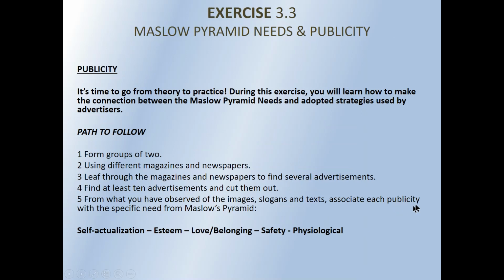Now, from what you have observed on these advertisements, slogans, and text, associate each publicity with a specific need from Maslow's pyramid. Newspapers, ads, all kinds of different types of advertisements you can get, but I really want tangible ones. So I want magazine or newspaper ones. I have a few which I will bring, and we can go through. This is very interesting because a lot of these ads, we would think they're heading in one direction or one need, and when you take a closer look, certainly that's not the case.